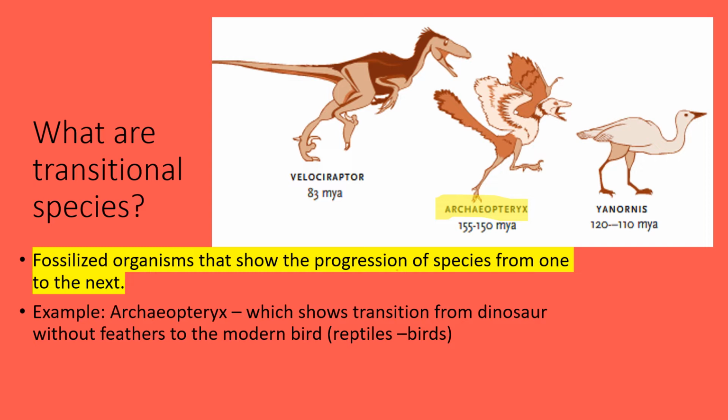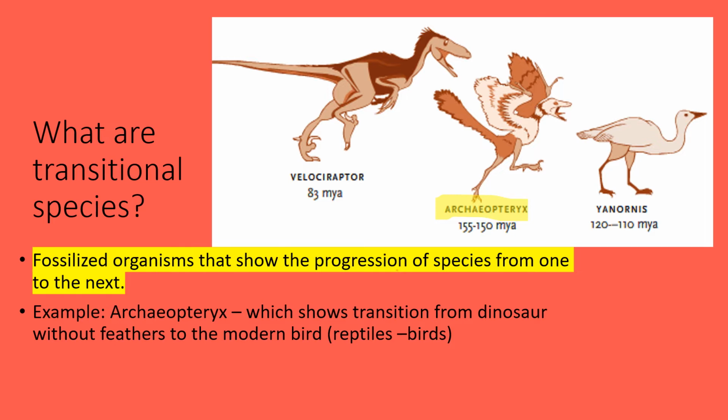So if we look at this velociraptor, we see that it says underneath velociraptor 83 MYA. MYA means million years ago. So we have our velociraptor, then we have our Archaeopteryx highlighted in yellow, which lived 155 to 150 million years ago. And then we have the Uranus, which lived 120 to 110 million years ago. So our velociraptor is our earliest living animal that we're going to study. We see velociraptor, then Archaeopteryx, then Uranus.